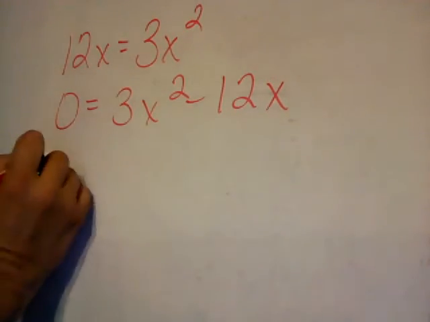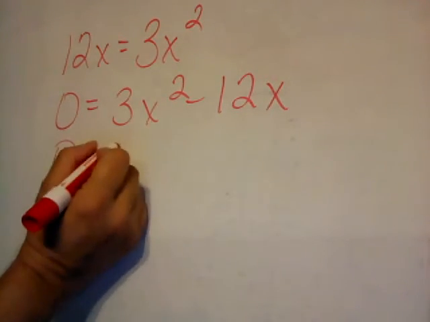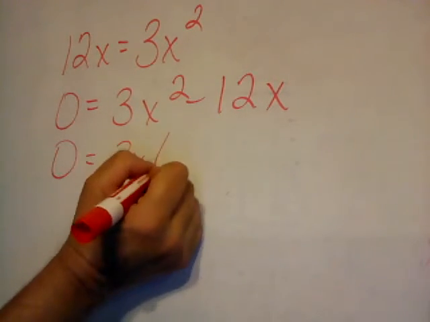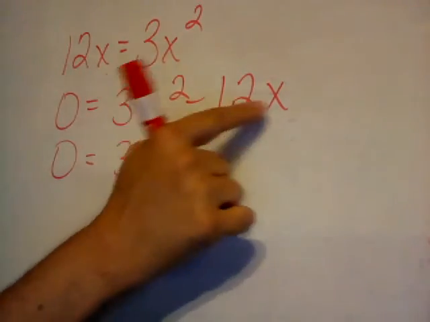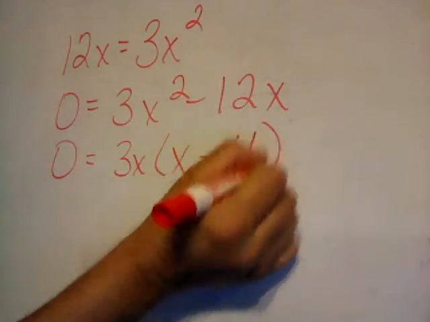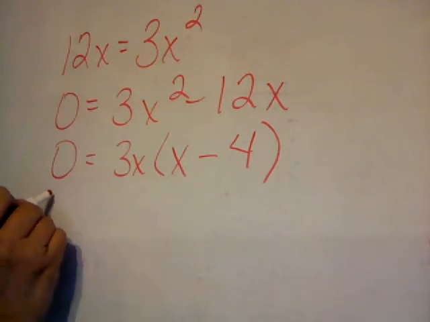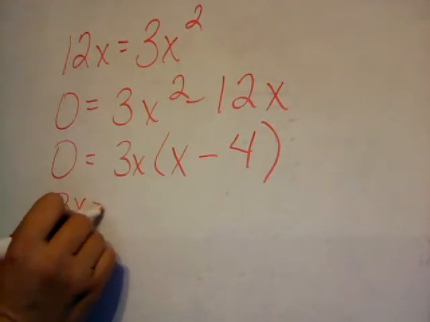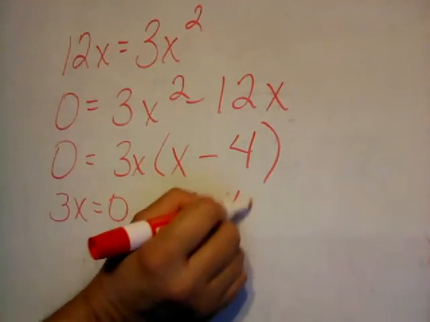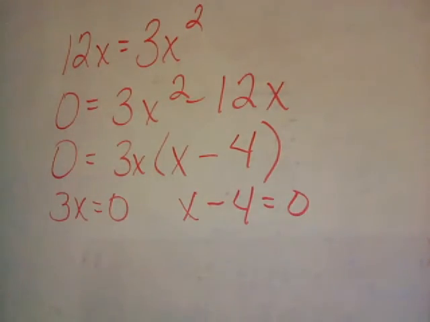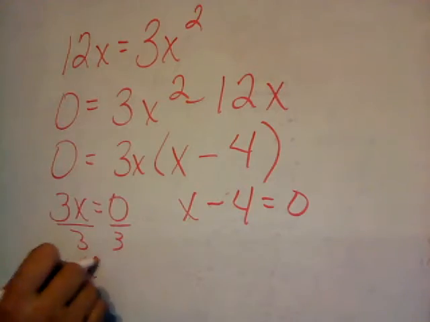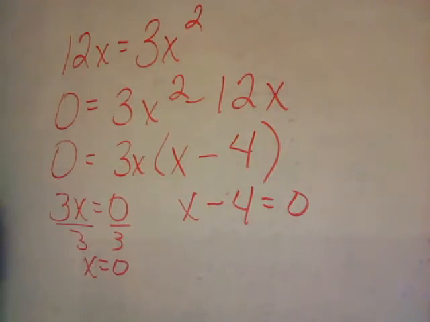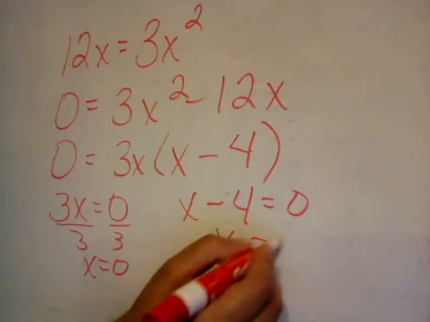Can I factor something out? Yes, I can take out a 3x, leaving me with x. How many 3x's can I get out of 12x? 4. So I can write 3x equals 0. x minus 4 equals 0. Divide by 3. x equals 0. x equals 4.